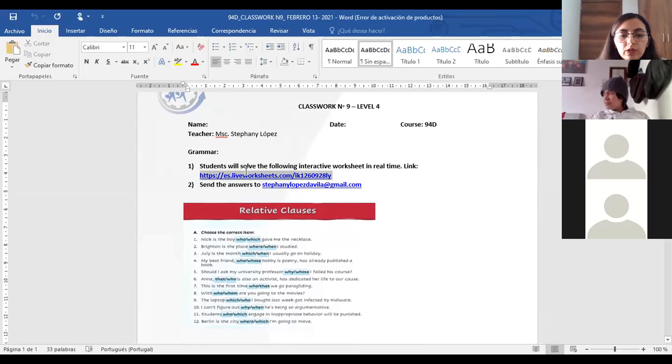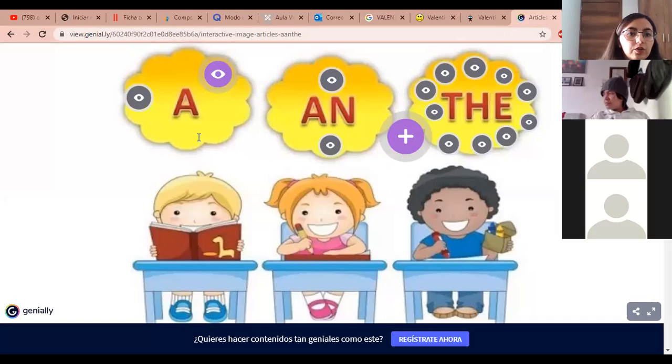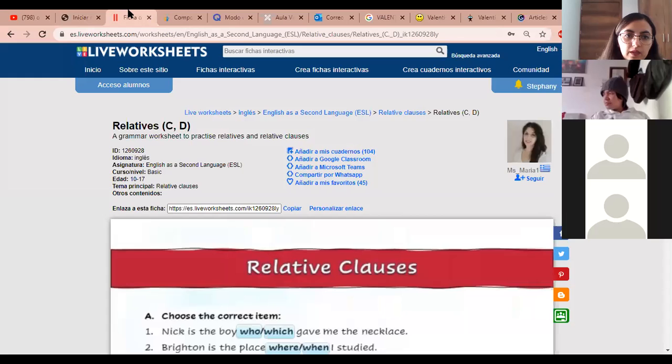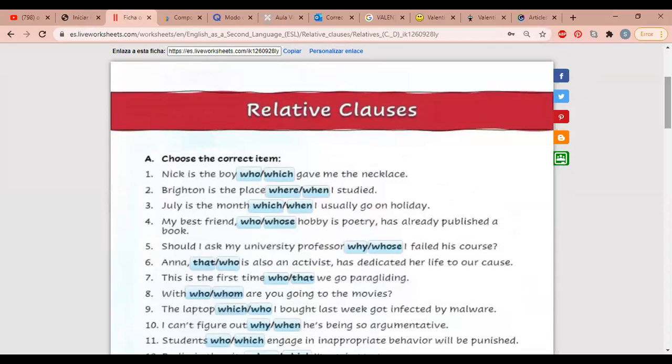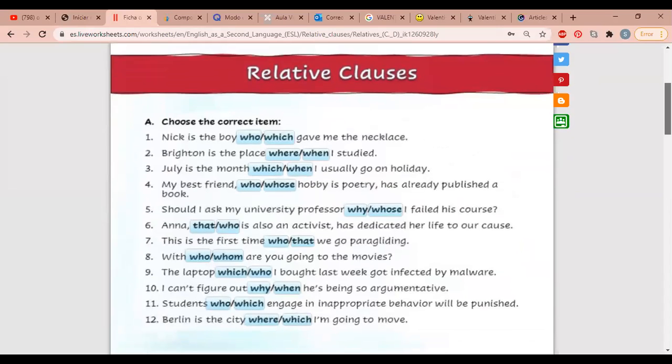Okay, so when you open this link, you're going to see something like this. Let me share it. You know how to work in these live worksheets because we have done it before, but this is the exercise you're going to do. You're going to read these sentences very carefully. You have 12 sentences, and you're going to choose one of these relative pronouns in order to make a relative clause.